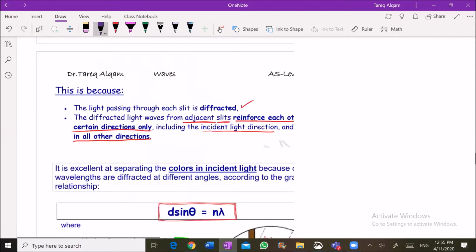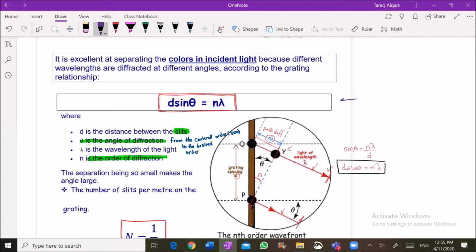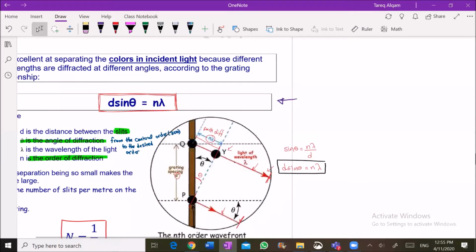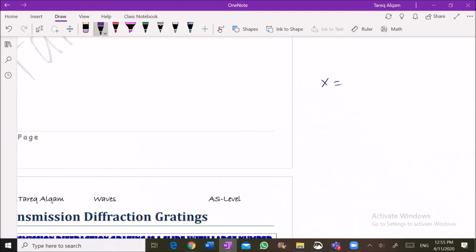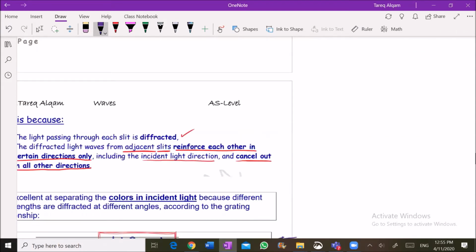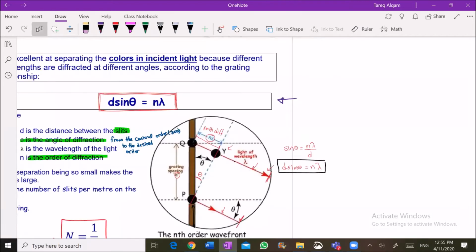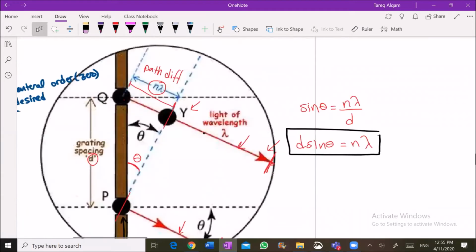Now we have to focus on this equation. We have the first equation, which was used for the double slit. If you remember, for the double slit, x equals lambda d over a. For the diffraction grating, we will use this one: d sine theta equals n lambda. Let me derive this equation.